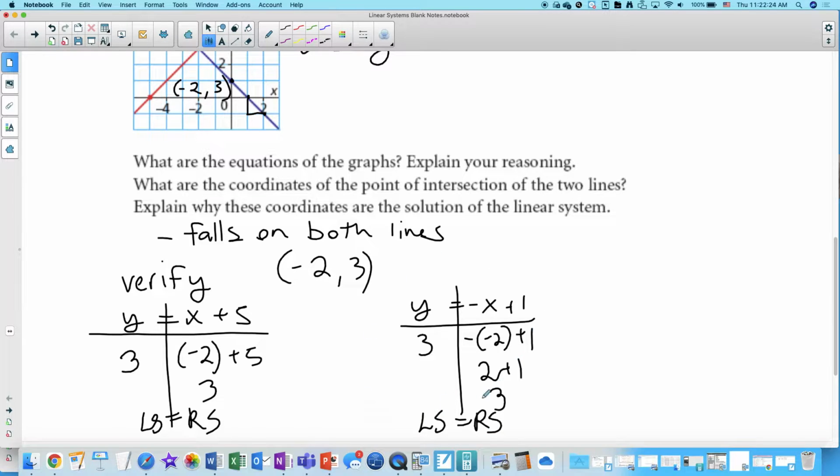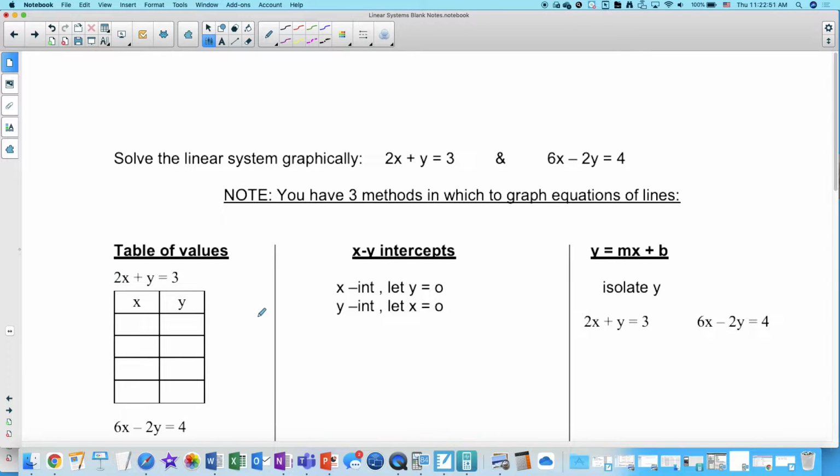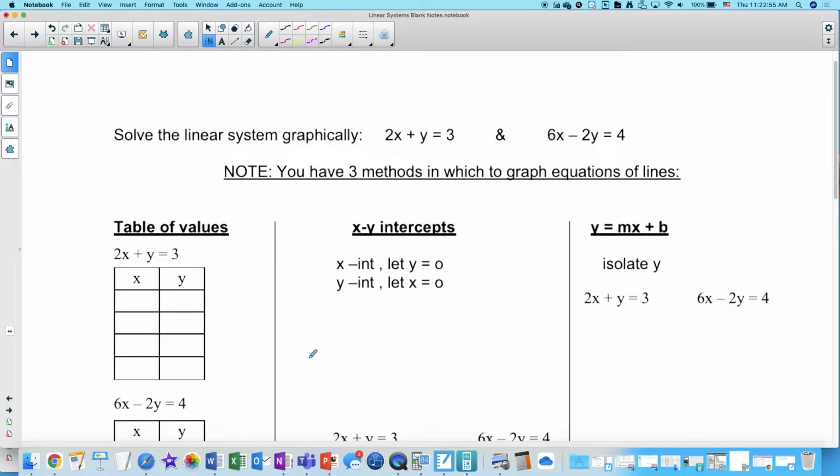If you are asked to verify, though, typically this is what we want to see. Plug the solution into both equations. Make sure that they both check out. Okay? You can write a solution as a coordinate point. You can say the solution to this system is (-2, 3) in brackets. Okay? All right. Now, how do we solve these if we don't have a graph? Well, this basically means we have to just review graphing a little bit, which is what we did last unit.